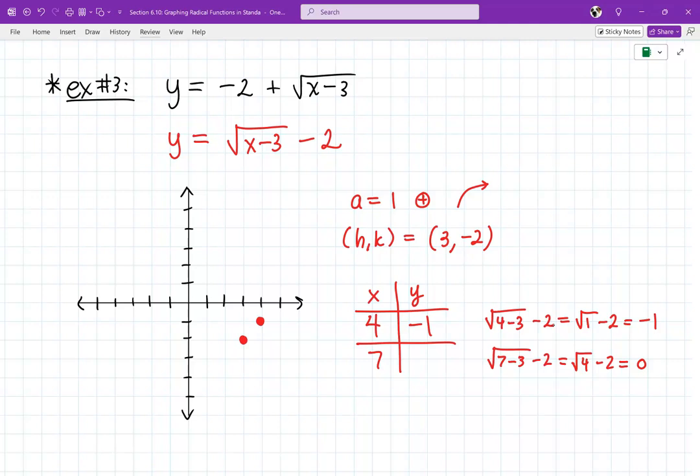Okay, so let me see. 1, 2, 3, 4, 5, 6. So at 7, it's at 0. It's right there.